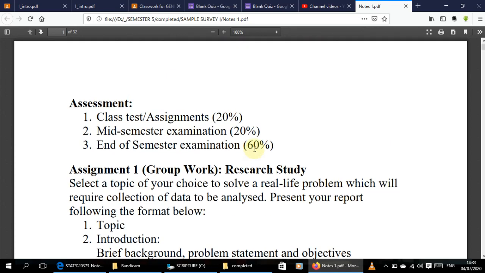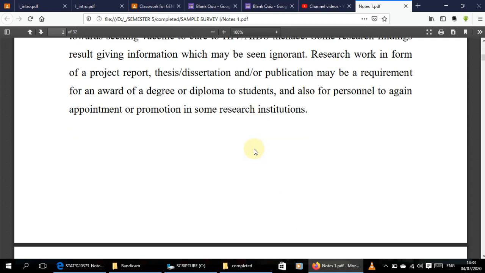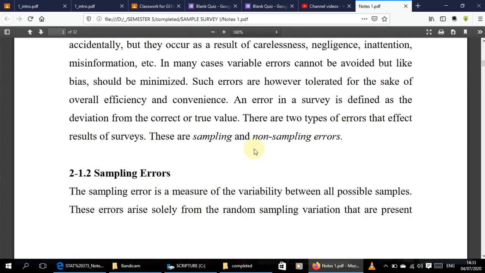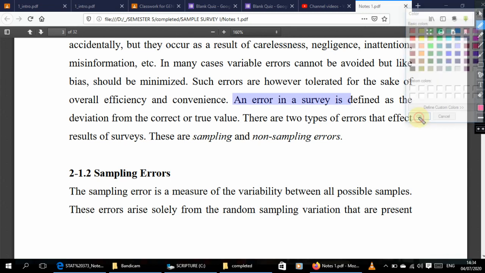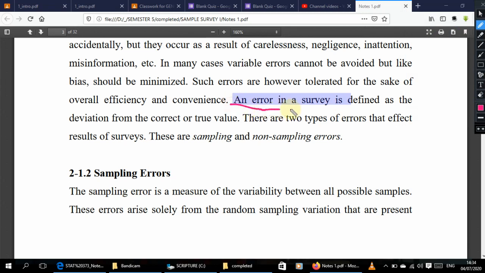So we continue the sample survey. Okay, so we ended at the types of errors in a survey. So we said that an error is defined as the deviation from the correct or the true value.